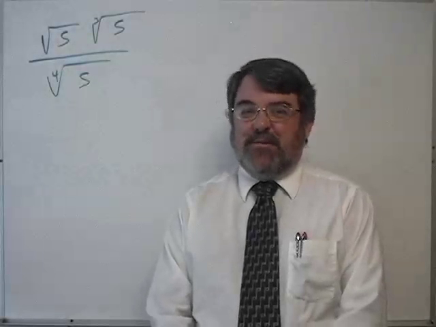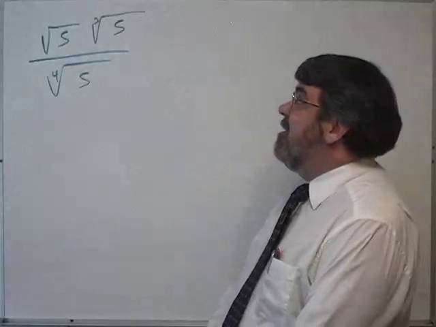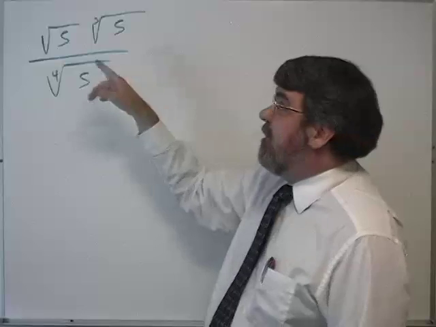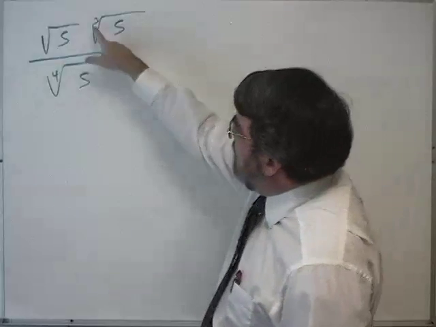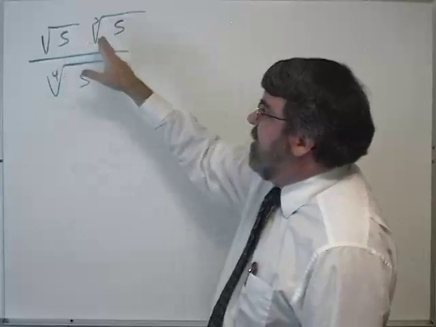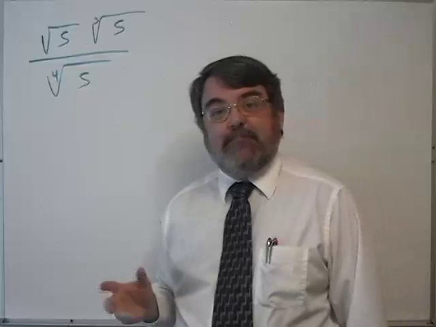Here's a kind of a strange looking problem. I've got the square root of 5 times the cube root, or third root. I'm not sure that 3 is clearly visible in this video, but that's a 3 there. So square root of 5 times cube root of 5 divided by the fourth root of 5.